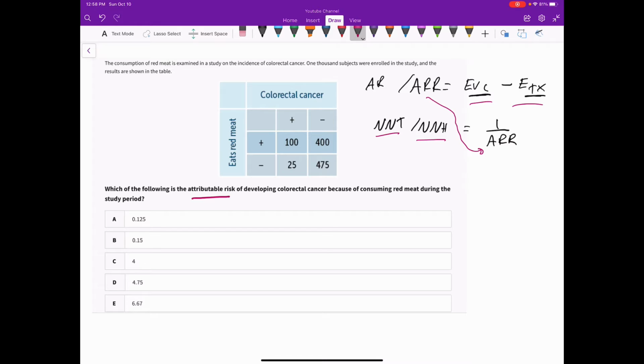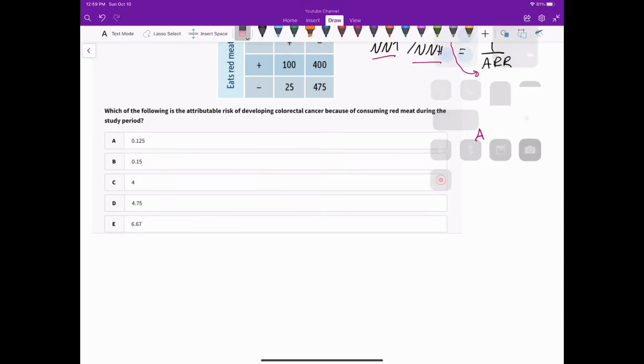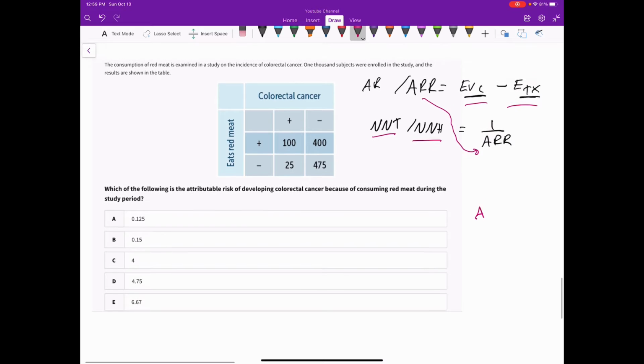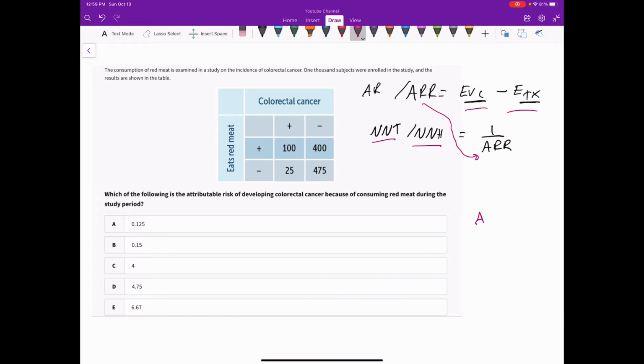Okay, what in the world is this one asking us? All right, so we know it's asking us about attributable risk, and we know we have a formula for that, right? So what's the formula for attributable risk? Well, this is how we're going to do it. We're going to write... Okay, so to break it down, I usually like rewriting the whole entire table. I don't know why, just it helps me.